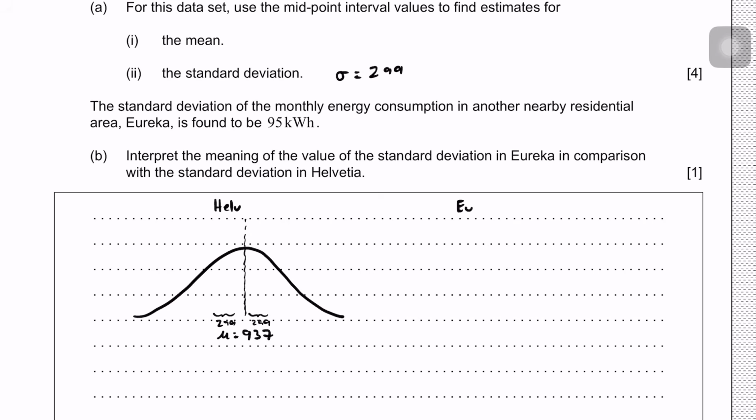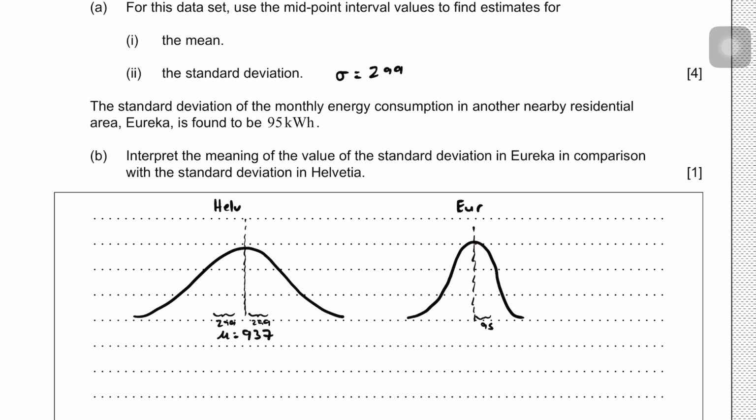And if we want to compare this to Eureka, and imagine that it is, again, modeled by a normal distribution, what could we say? We don't actually know the mean, but we know the standard deviation is a lot smaller. The standard deviation is only 95. And what that means is that Eureka's values would be more closely bunched together. And that's exactly what we could say for our final answer.